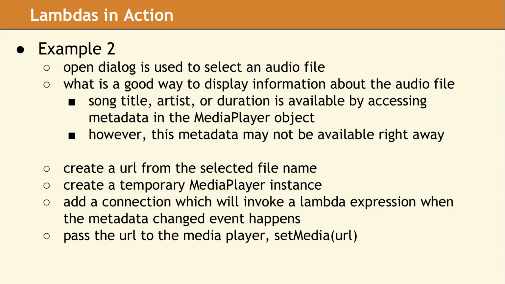So we start by doing a bit of setup. First, we convert the selected file name to a URL, and then create an empty temporary media object. Then we set up the connection from the media object, which will send a signal when the internal metadata change event occurs. When this signal happens, our Lambda expression will be invoked. The last step is to call the setMedia method to instruct the media player to load the audio file.